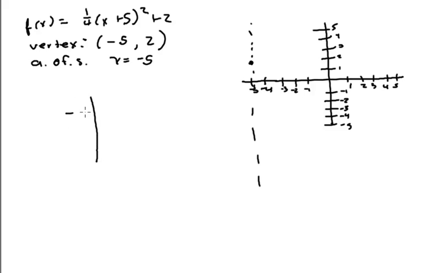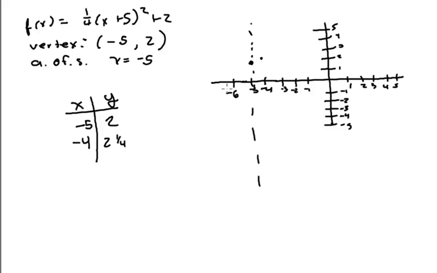To graph it, let's do a few other points. We already know when x is negative 5, y is 2. And then we're going to pick some points on either side of negative 5. Let's say we're right of negative 5, at x equals negative 4. If I plug negative 4 in here, negative 4 plus 5 is 1. 1 squared is 1. 1 times 1/4 is 1/4. 1/4 plus 2 is 2 1/4. So at negative 4, I have 2 1/4, just a little bit up there.